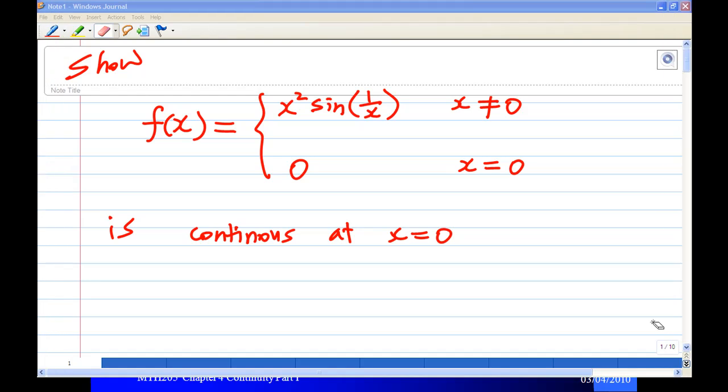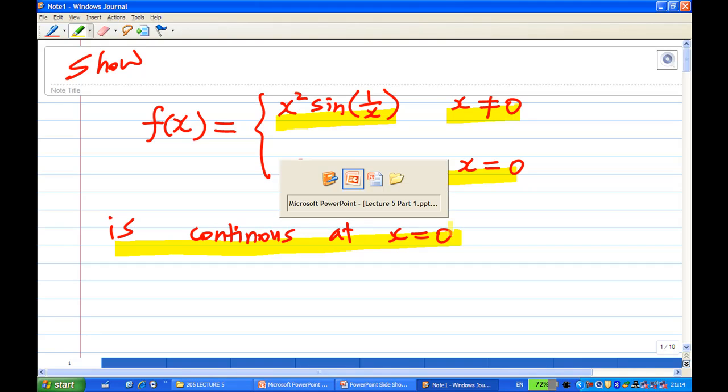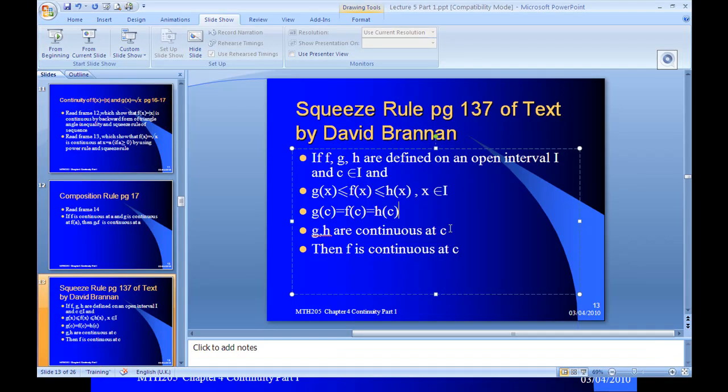Hi, for this recording, I'm going to show you how f(x) equal to x squared sine 1 over x when x is not equal to 0, and f(x) equal to 0 when x equal to 0, is continuous at x equal to 0. For this, I need to use a result called the squeeze rule. So let's go to my PowerPoint.